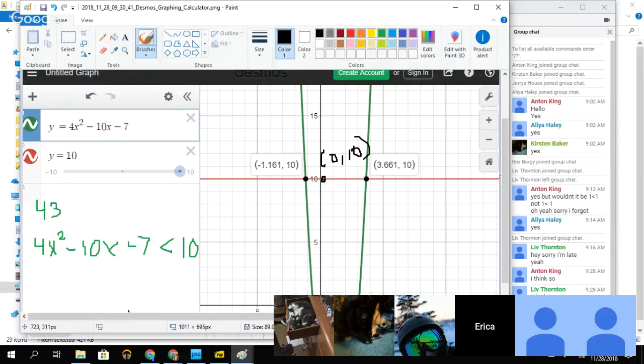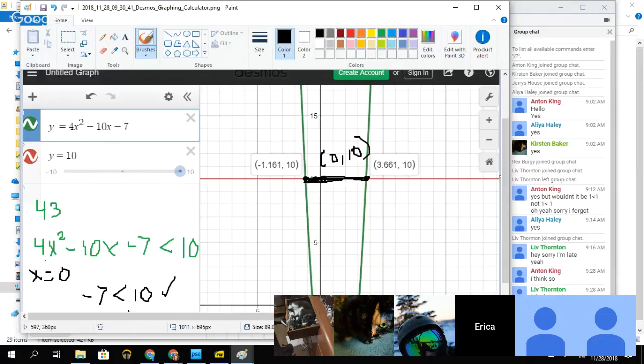And so I need to figure out, am I going to shade in the inside part in between these two numbers, or am I going to shade in the outside part? So when x equals 0, what happens to my inequality? Well, this is 0 minus 7 is less than 10. Is negative 7 less than 10? Yeah, that's true, right? So that means everything inside, in between these two numbers, all those x's are true.